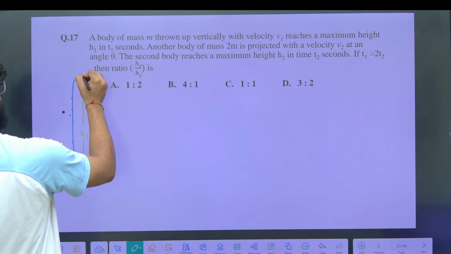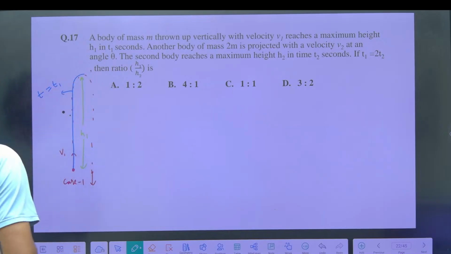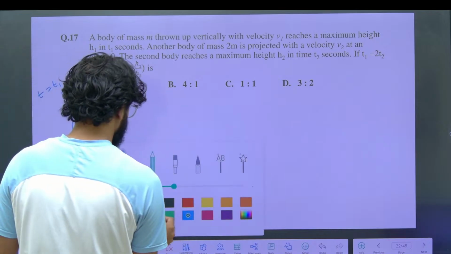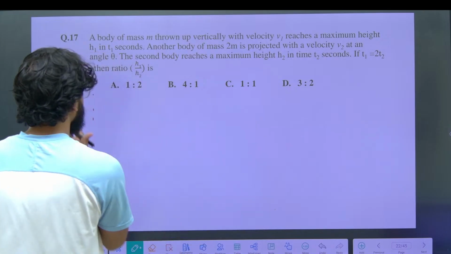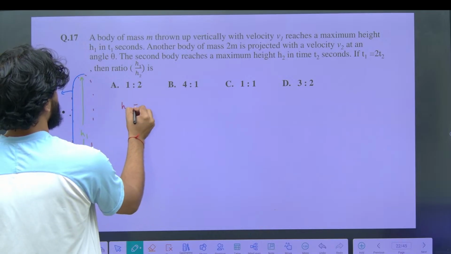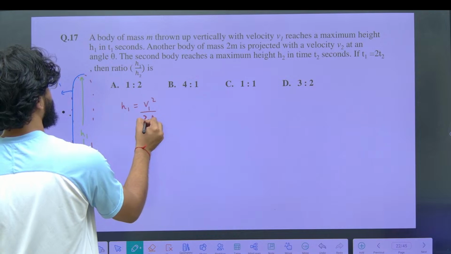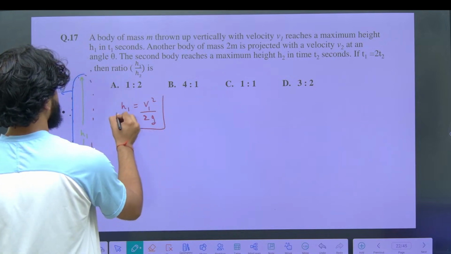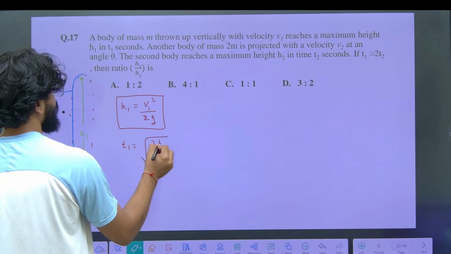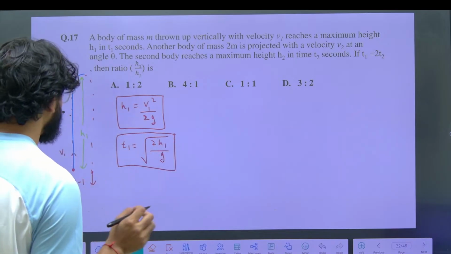So from here to here, this t equals t1. Okay, so we can clearly write that h1 equals v1 square upon 2g, correct? Okay, that is the first thing. And we can also write that t1 is nothing but under root 2h1 by g, correct? This is what we can write, no issues.